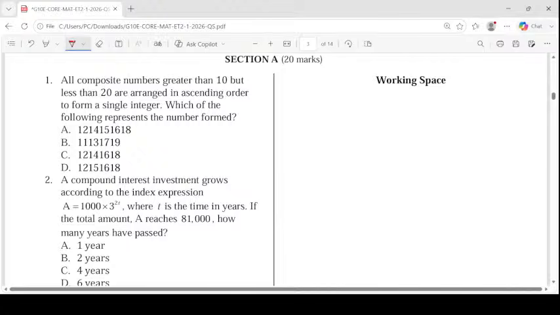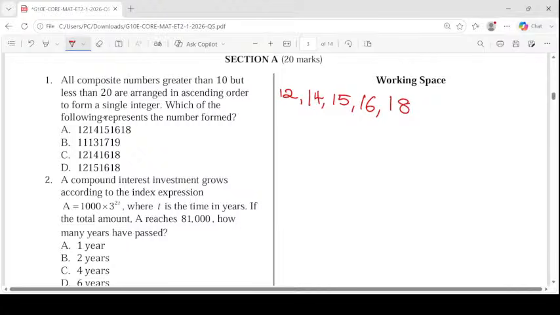You have to understand that a composite number is a number that has more than 2 factors. So greater than 10 but less than 20, we have 12. That is our first composite number. The next composite number is 14, 15, 16, and finally 18. Those are the composite numbers.